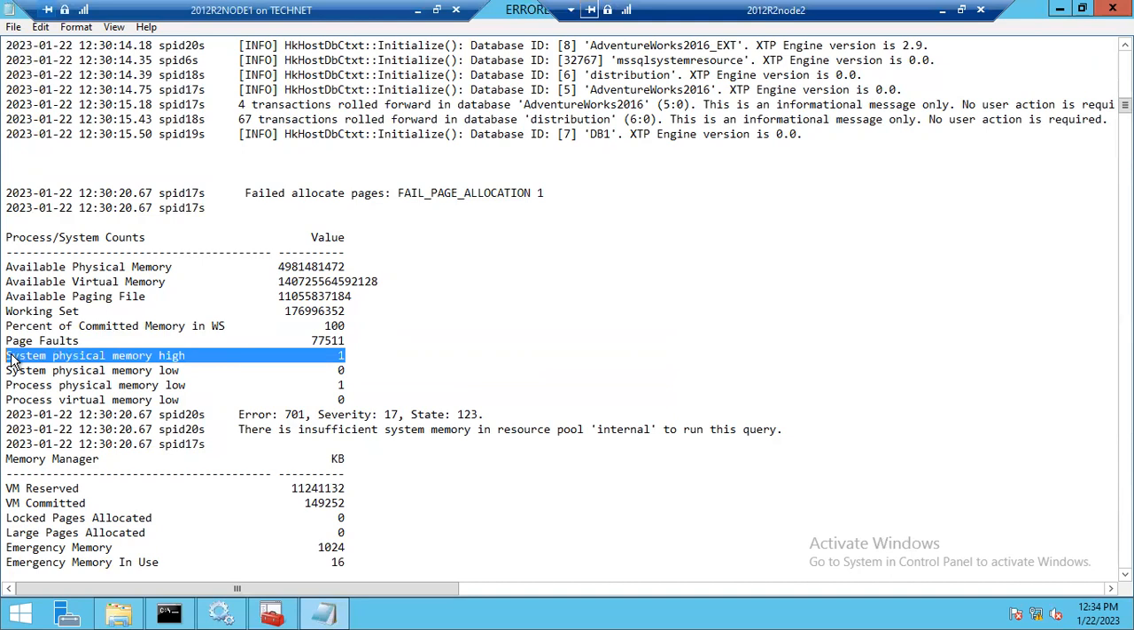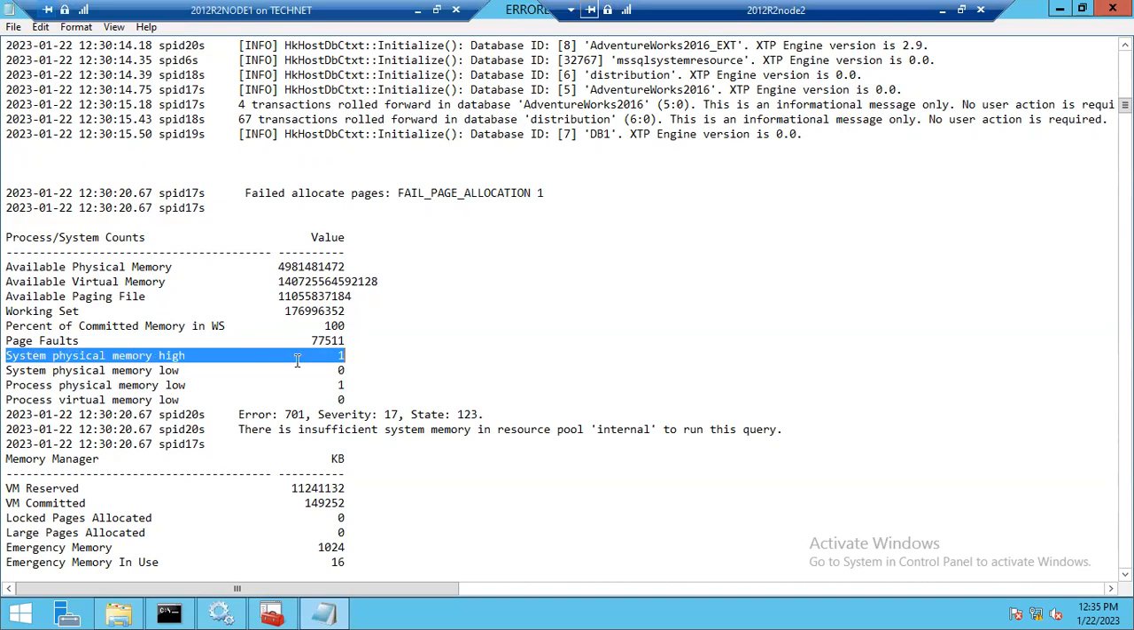So we have enough memory at the Windows level, right? RAM, we have enough memory. Whereas process physical memory low, it says that the process physical memory, right? What is that process? SQL Server. SQL Server memory allocation is low, right? It says that system physical memory is high and process memory is low. So SQL Server memory is very low. SQL Server doesn't have enough memory to allocate a single page. But physical memory is high.